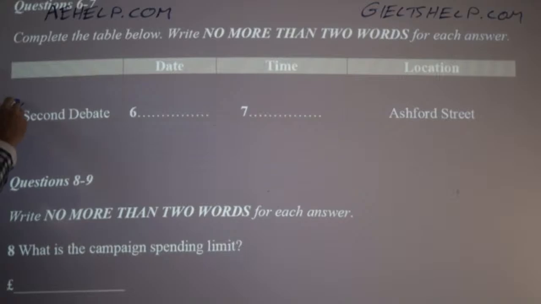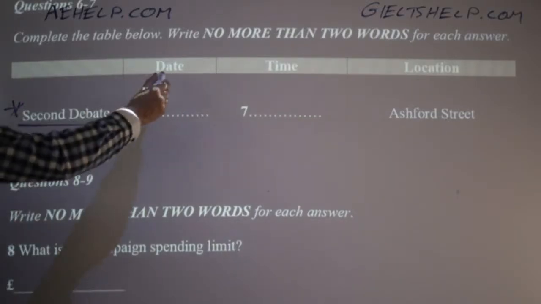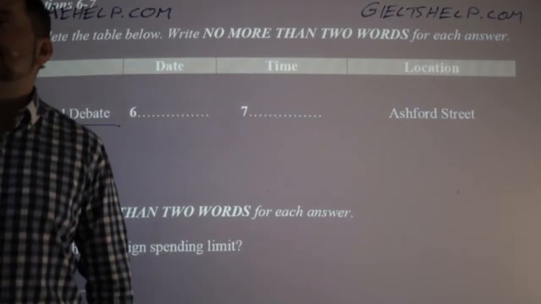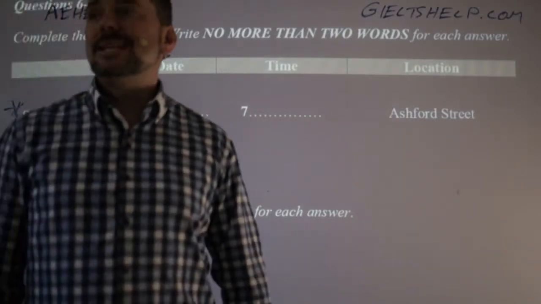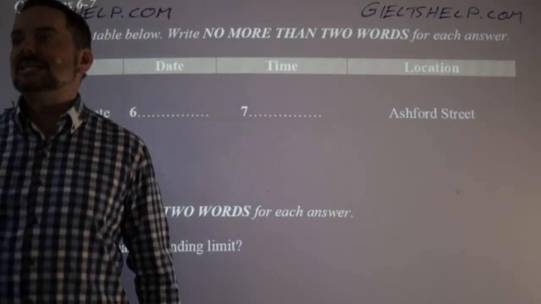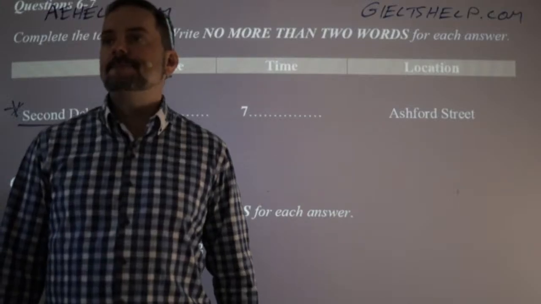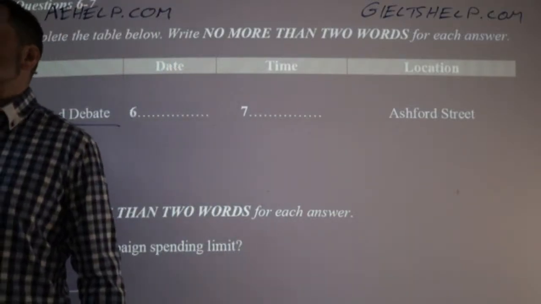Here we're talking only about the second debate. So what is the date of the second debate? So second debate, when does this happen? Okay, when is the second debate?